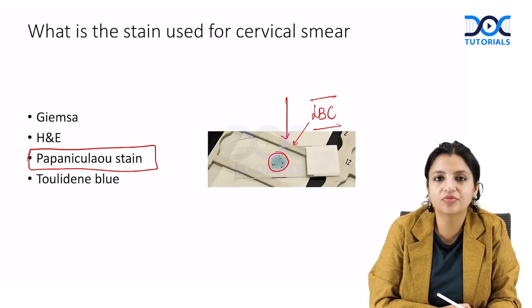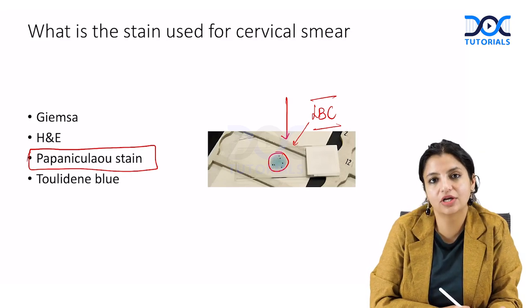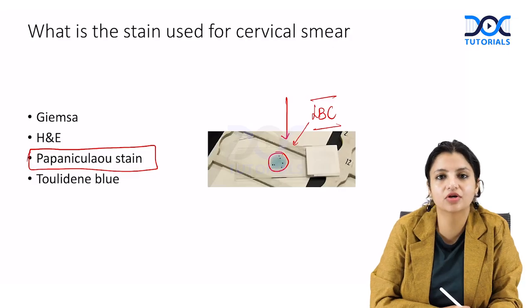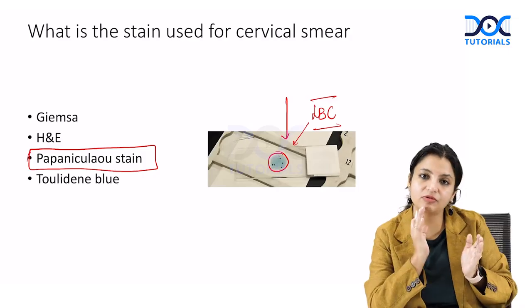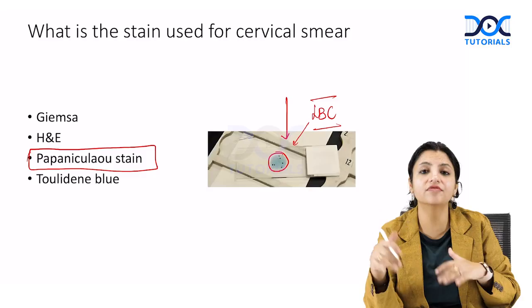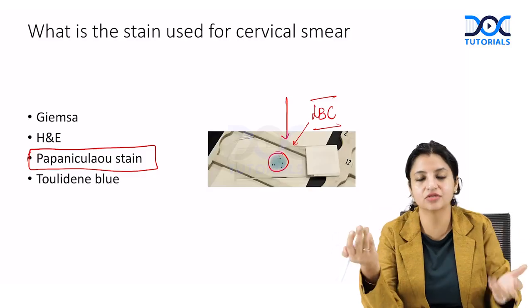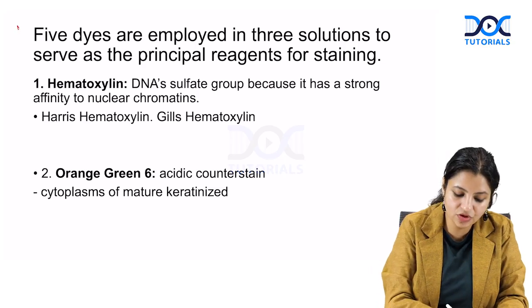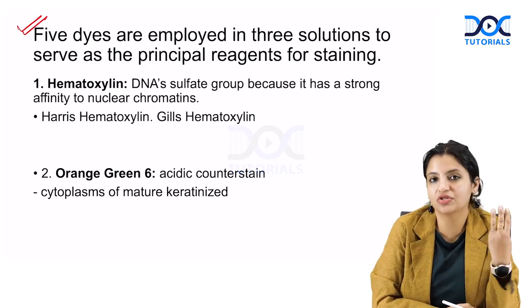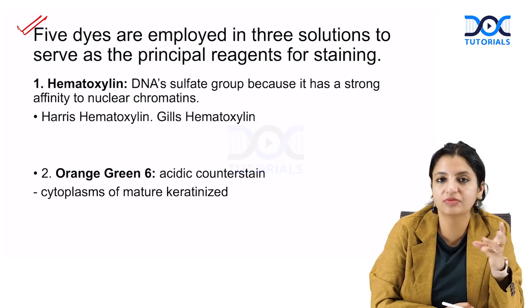A brief about Papanicolaou stain that I have to tell you. Papanicolaou stain is a very important stain because it is made up of acidic and basic components, and it can give various tinges, various colors to various components of the cell. If you look at the Papanicolaou stain, basically we use 5 dyes but 3 solutions.